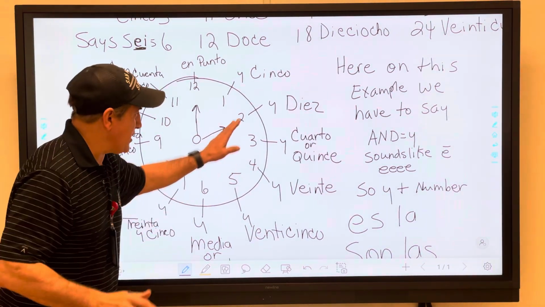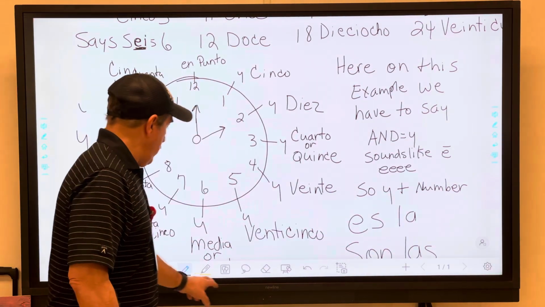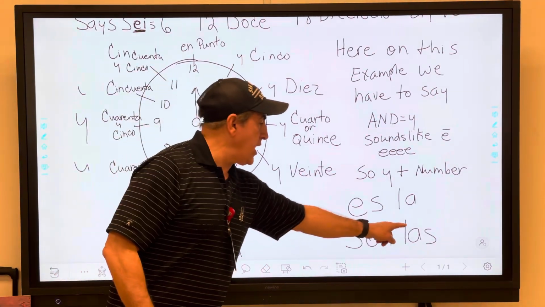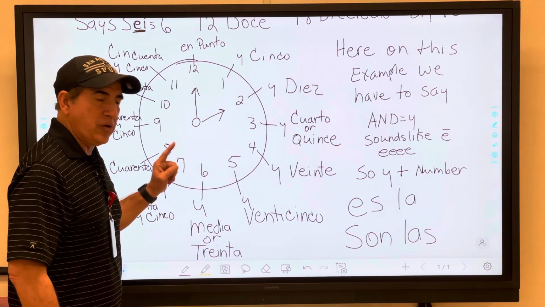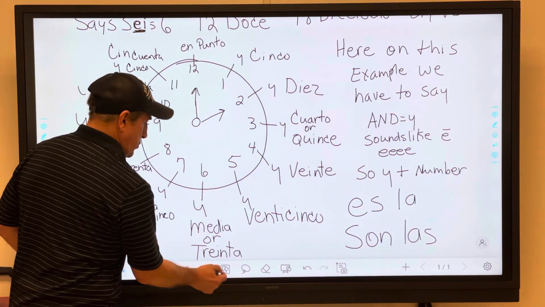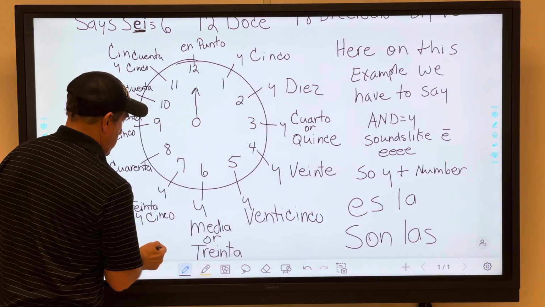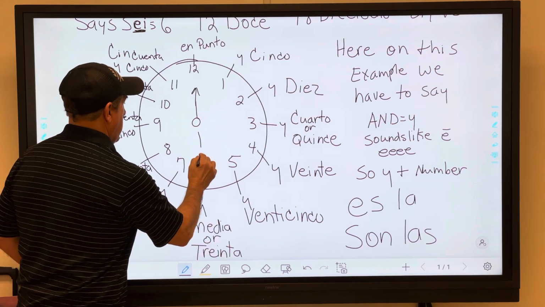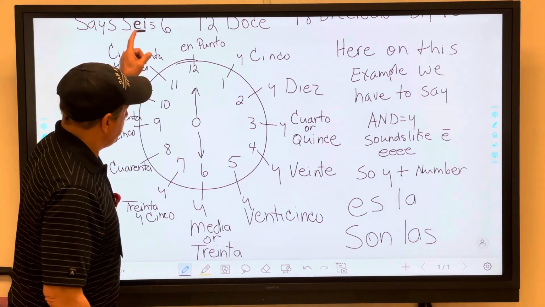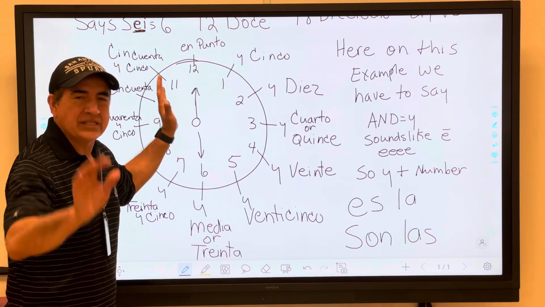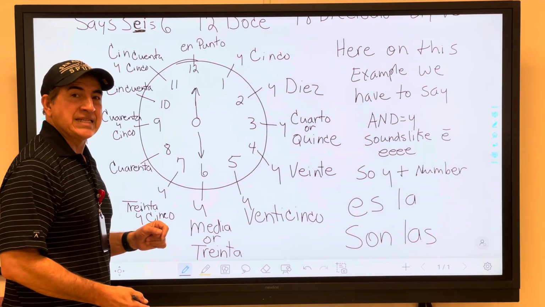Okay. Let's say it's on the 2, right? Everything else on the clock, son las. Okay, we would say son las 2, son las 3, son las 4, son las 5, son las 6, right? So let's do straight up 6 o'clock. This is straight up 6 o'clock. Okay, it is 6 o'clock. Also looks like 12:30, but let's say it's 6 o'clock. Okay, son las 6. Son las 6.